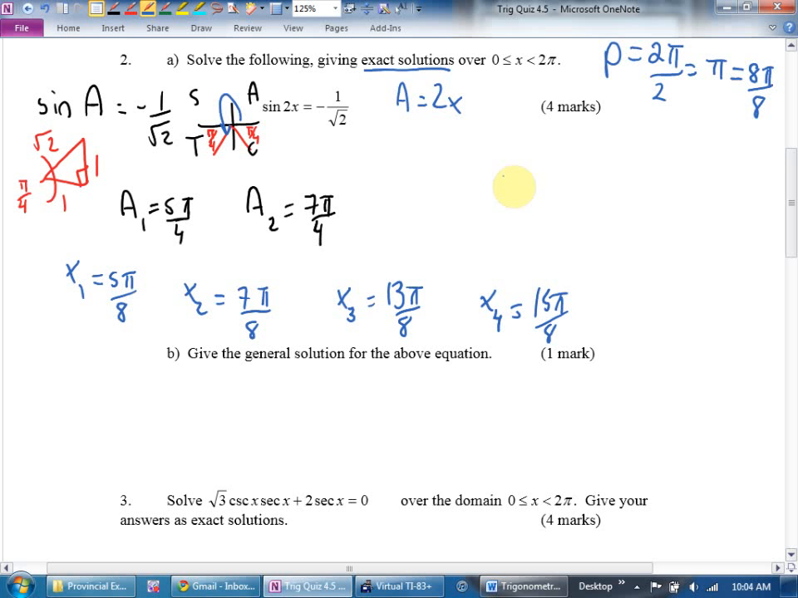Give the general solution. Well, it's going to be the first angle, 5 pi by 8, as well as the second angle, 7 pi by 8. And we're going to take both of those, and we're going to add multiples of the period where n is an integer. And you could have written 8 pi by 8 there as well, but I just didn't feel like it.